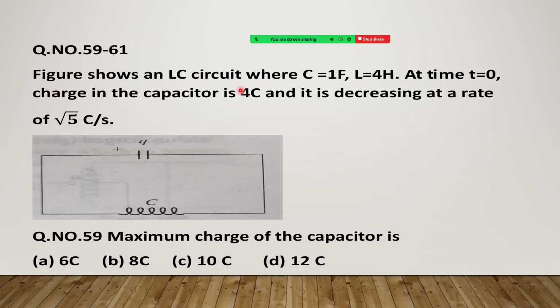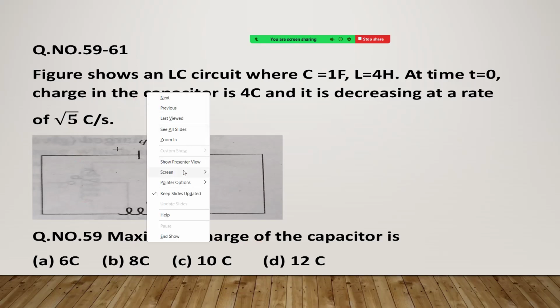Figure shows an LC circuit where capacitance is 1 farad, inductance is 4 Henry. At time t equal to 0, charge in the capacitor is 4 coulomb and it is decreasing at a rate of root 5 coulomb per second. Maximum charge of the capacitor is? Okay. Let us see how to start.